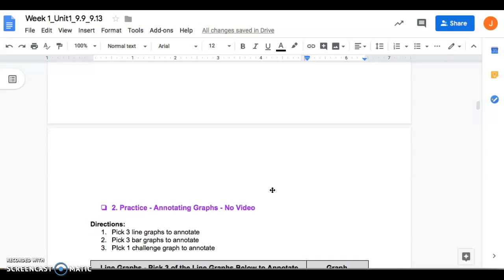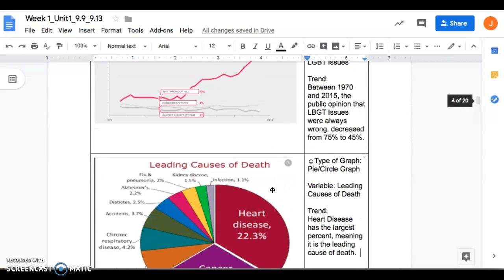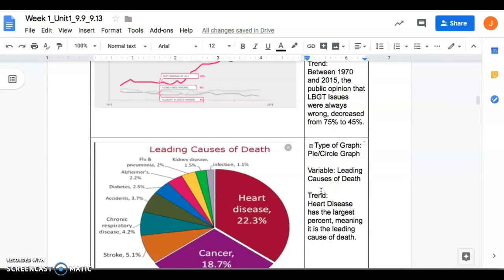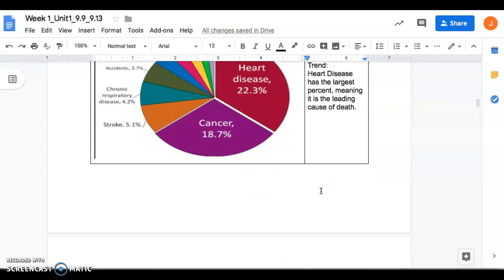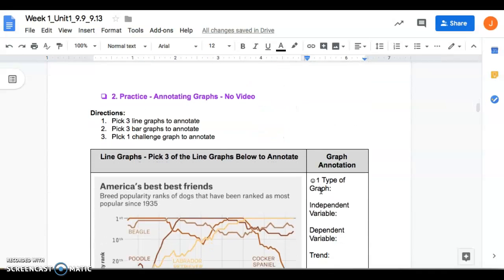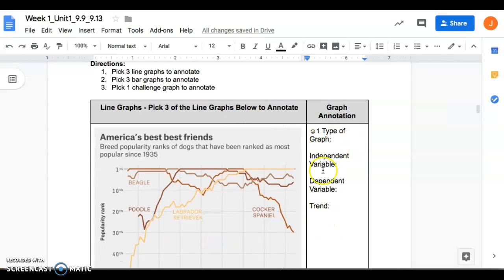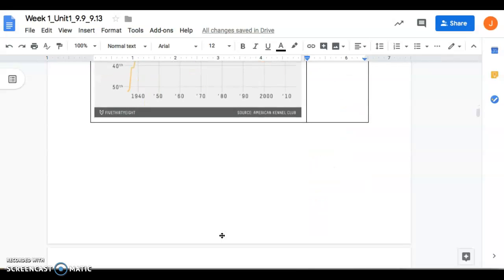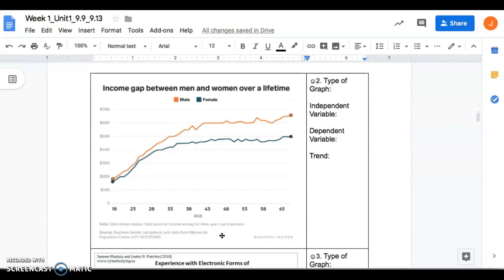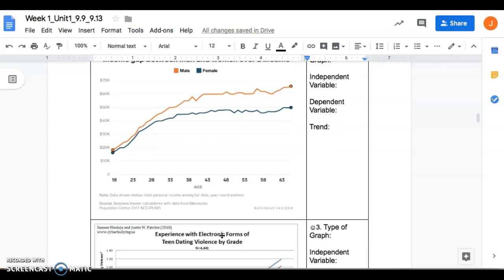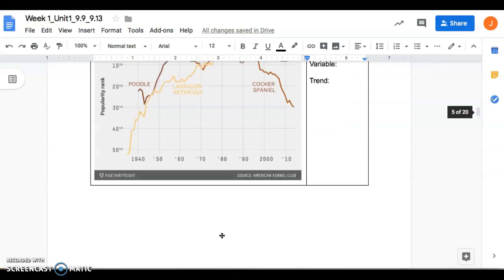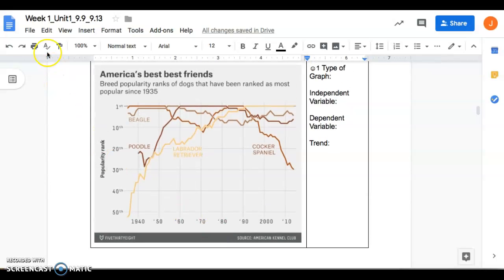What I want you to do now is, we've just gone over a number of practice examples about how to break down these graphs. Here, you're going to be doing the same thing. You are going to pick 3 line graphs, 3 bar graphs, and 1 challenge graph to annotate, and you're going to annotate just like we just did together. There are a number of graphs here, so please pick the one that you find the most interesting for each section. And get started and have fun.